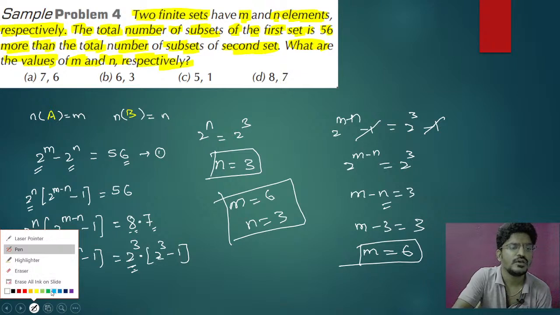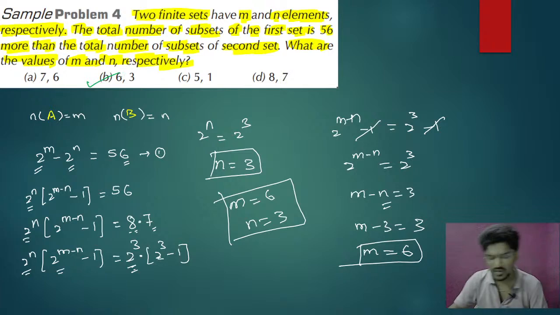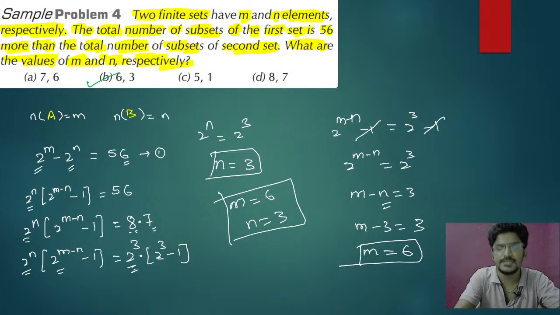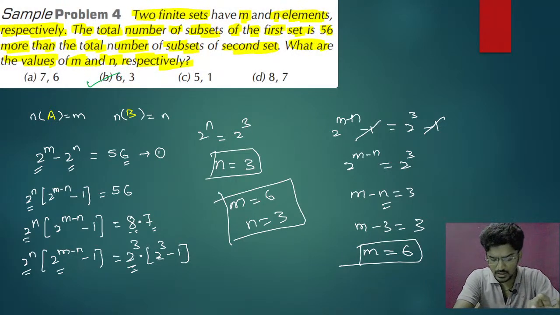Clear? Most of you said the answer is D, but D is not your answer. Your answer is B, that is 6, 3. Okay. So please go through this type of problems.